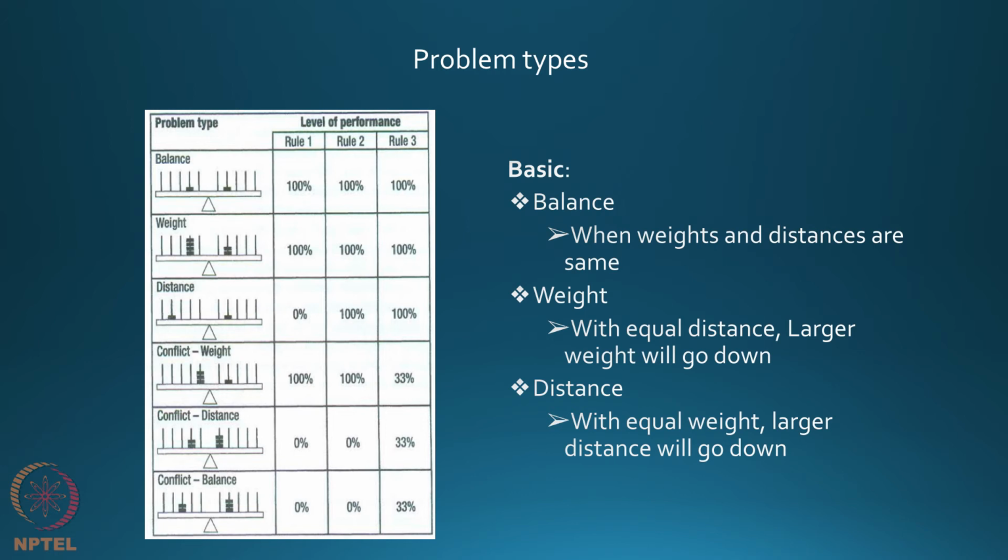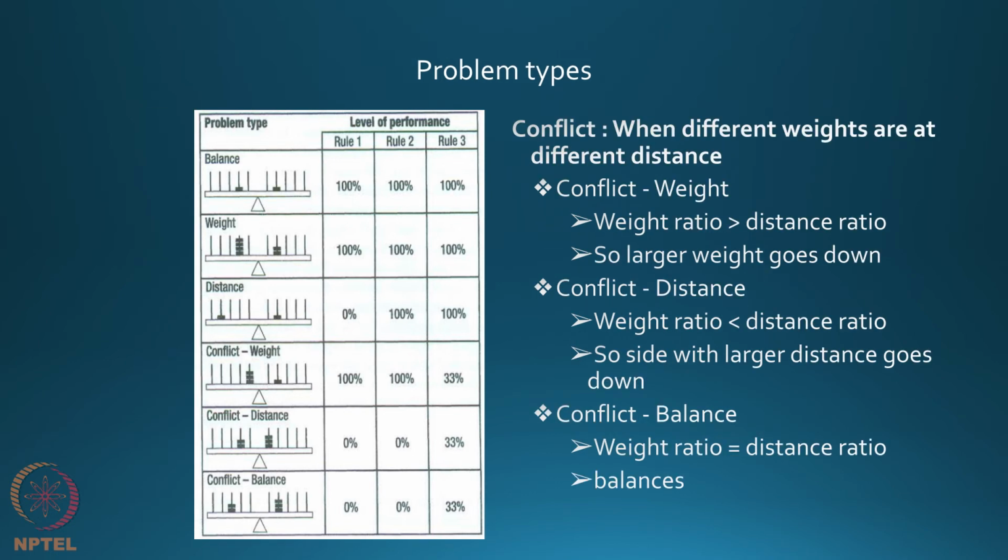In the weight case, the distances are the same, but the weights differ, so they judge that the larger weight goes down. In the distance case, the weight is equal, and therefore they judge that the larger distance goes down. Then there are the conflict cases, which are more confusing. In the conflict weight case, the weight ratio is greater than the distance ratio, so the larger weight goes down. In the conflict distance case, the weight ratio is less than the distance ratio, and therefore the side with the larger distance goes down.